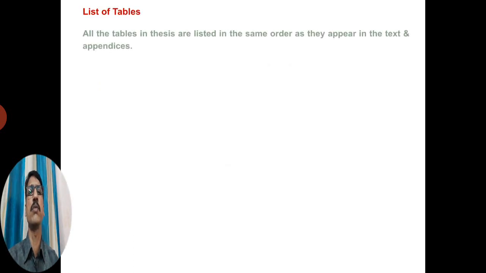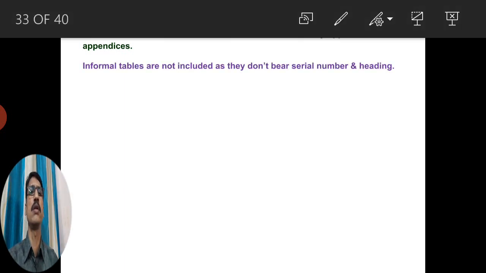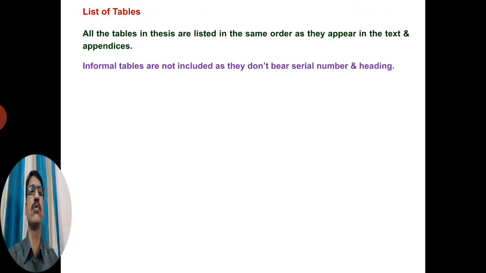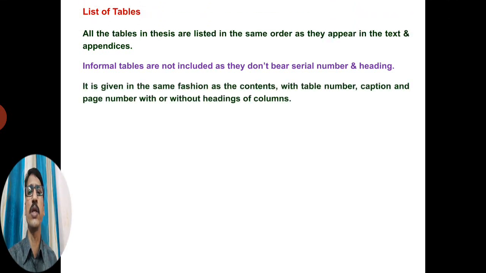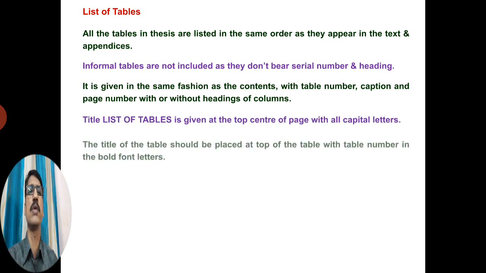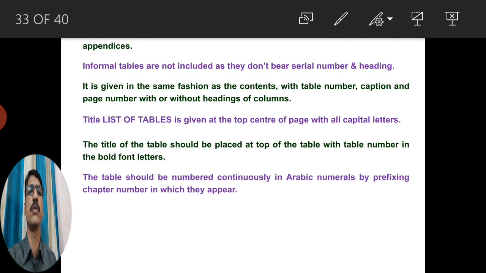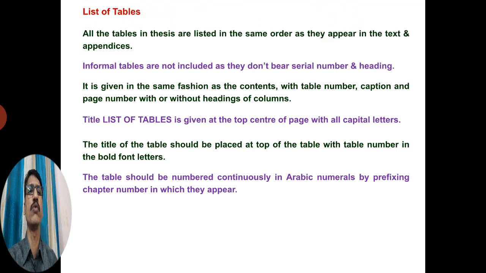Then the list of tables. All the tables in the thesis are listed in the same order as they appear in the text or appendix. Informal tables are not included as they do not bear a serial number. Suppose you are using informal tables in the introduction chapter, then you don't give table numbers. It is given in the same fashion as the contents, with the table numbers, caption, and page number, with or without a heading for the column. The title of this page is the list of tables, which is given at the top of the page in all capital letters.